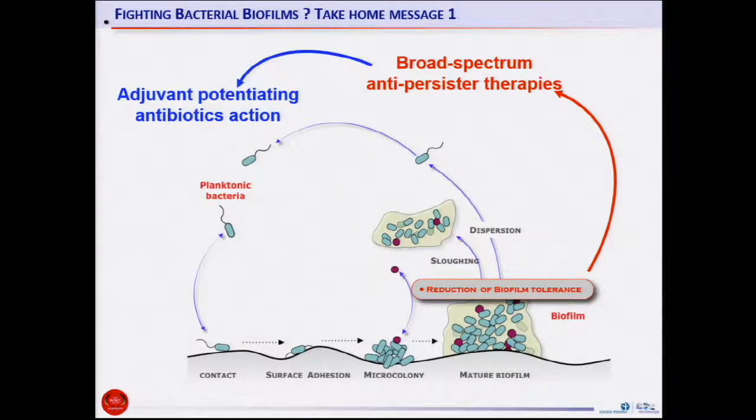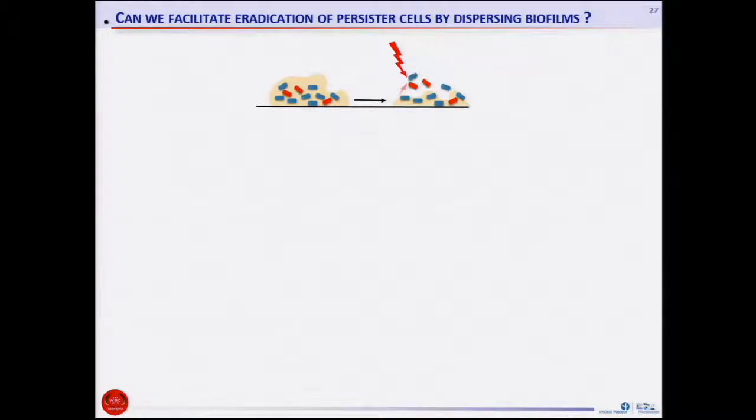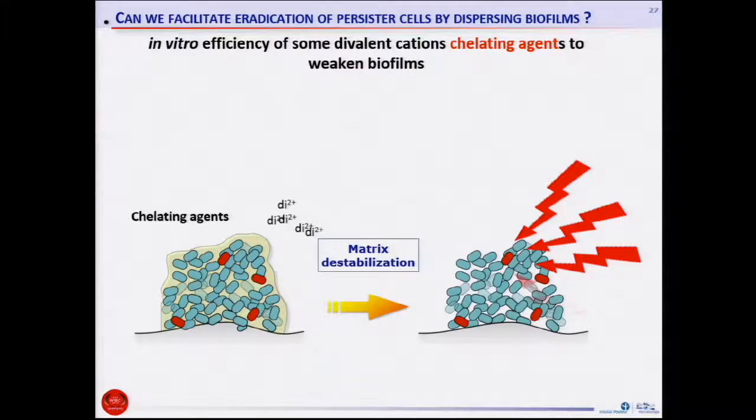What I'm just going to present today is also a way of killing persisters, which is to potentiate the activity of the antibiotics. We can use different types of adjuvants that will potentiate this activity. In our case, we were thinking that facilitating the dispersion of bacteria from the biofilm will help the antibiotic kill the bacteria when dislodged from the biofilm. And we use the property of an agent called EDTA, which is a chelating agent.